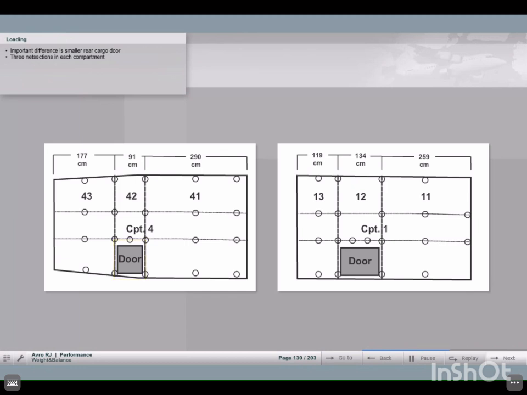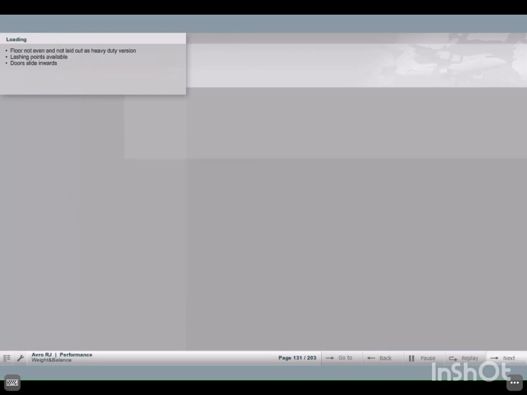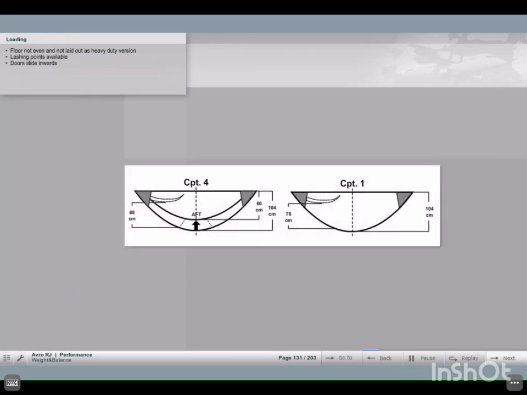There are 3 net sections in each compartment, 11, 12, and 13 in the front, and 41, 42, and 43 in the rear. The floor is not even and not laid out as a heavy-duty version. Lashing points are available and each one can sustain an ultimate load of 1,270 kilograms. Note that the compartment doors slide inwards.